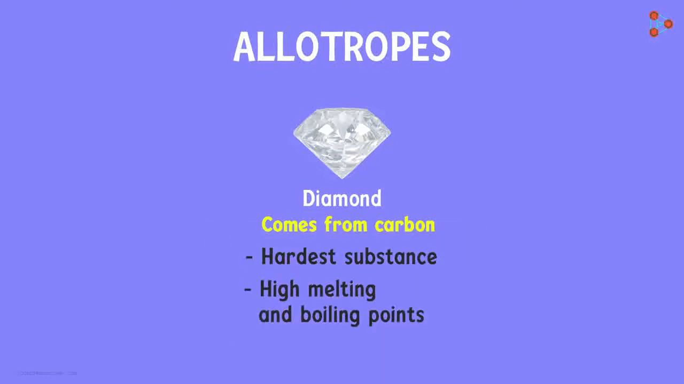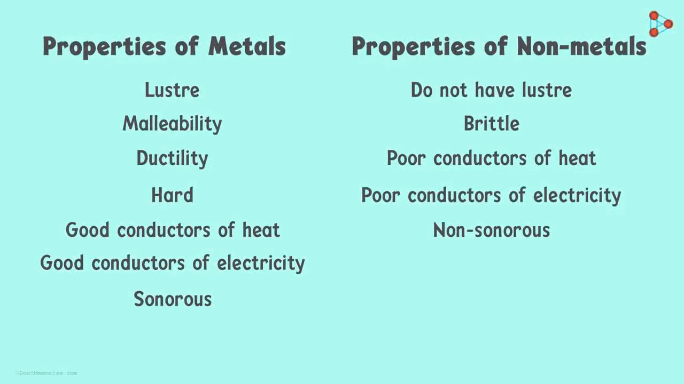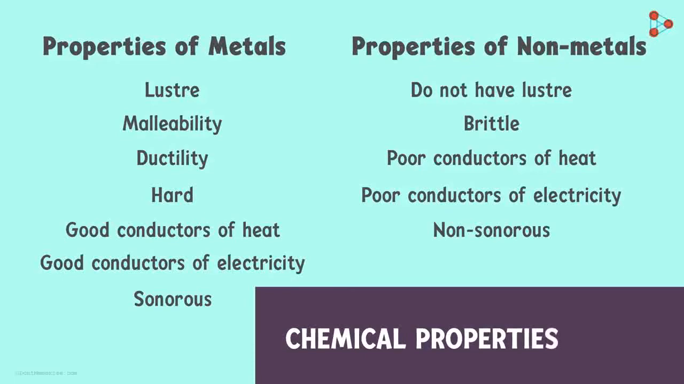Now that we know of so many exceptions, do you think it's easy to differentiate between metals and non-metals based on their physical properties? I doubt that, but don't worry. There is another way out of this. It is to differentiate the two based on their chemical properties.